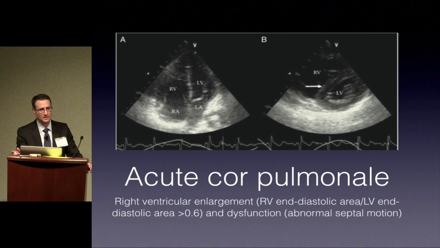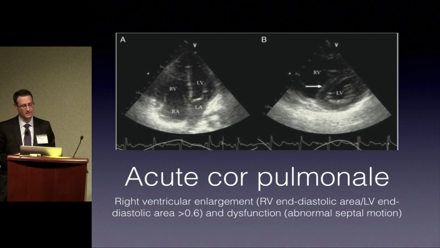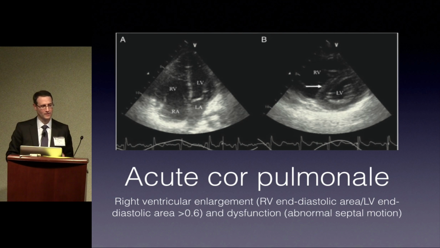They don't quite use it exactly that way. They use it as an RV enlargement, defined as an RV end diastolic area divided by the LV end diastolic area. If you have a ratio greater than 0.6, then that's considered an enlarged right ventricle. And you want to see that in combination with RV dysfunction, described as abnormal septal motion.